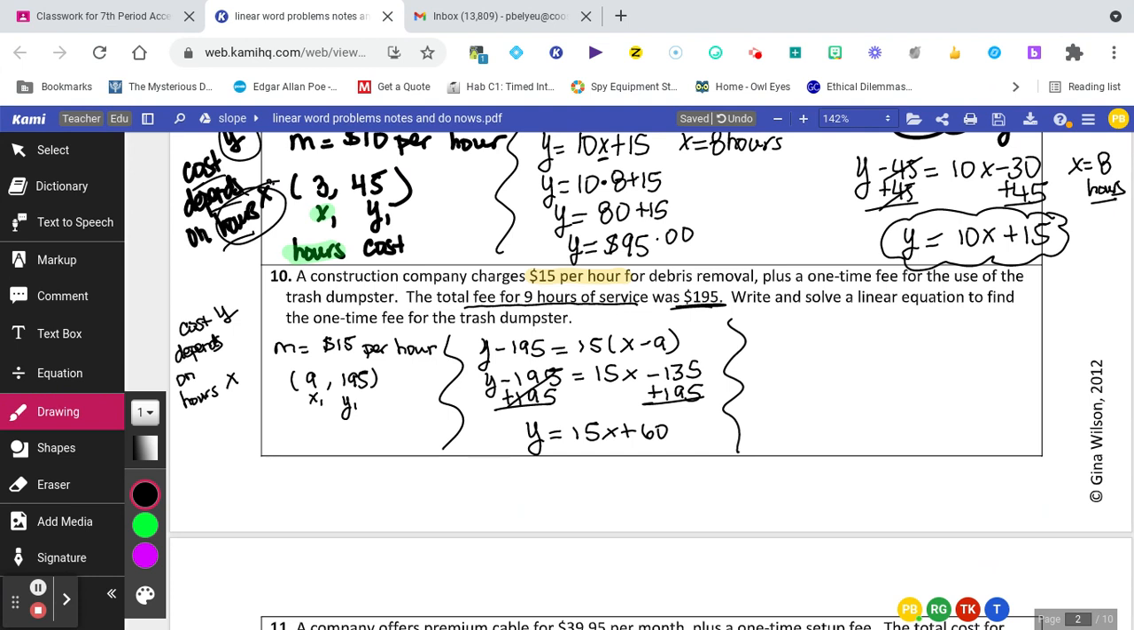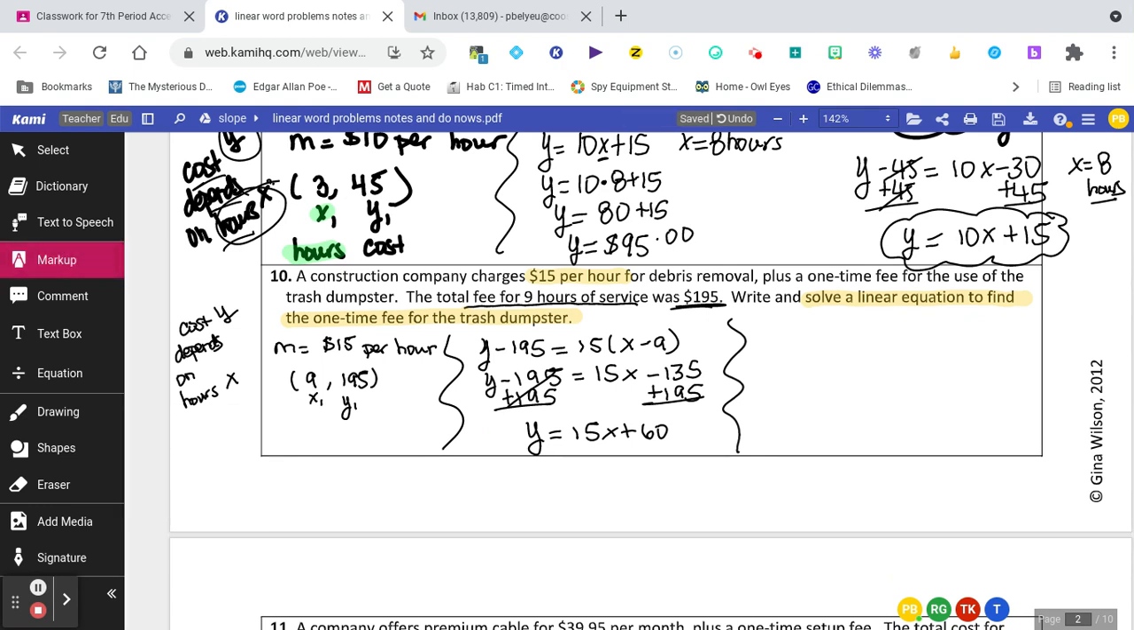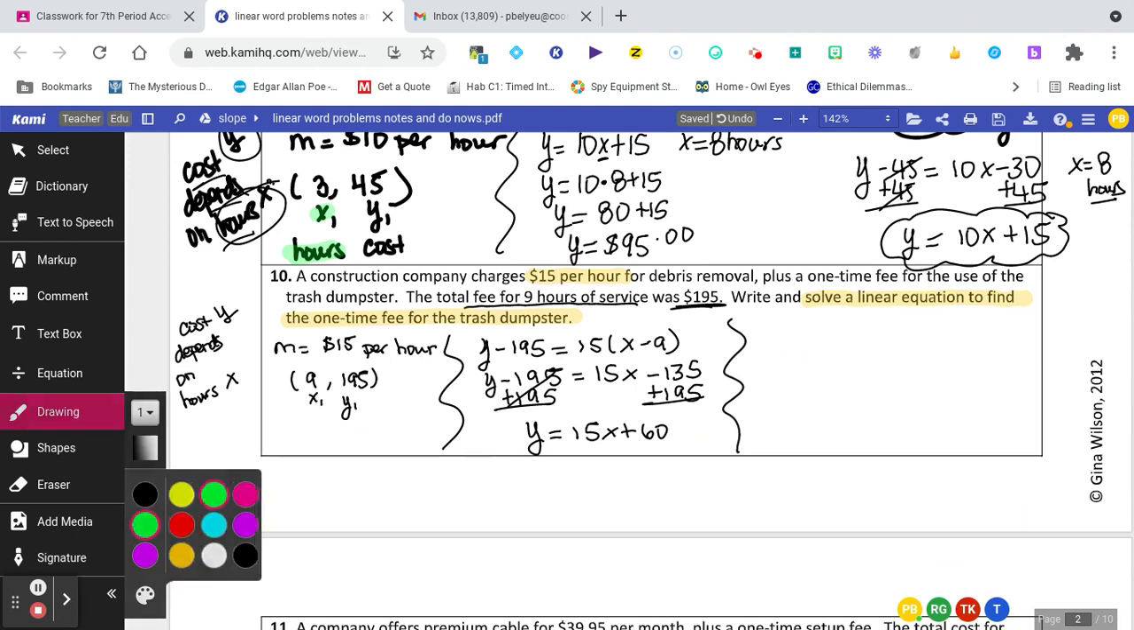Now the final question says, solve a linear equation to find the one-time fee for the trash dumpster. I already wrote the equation, so I didn't put this part again. But now I need to solve it to find the one-time fee for the trash dumpster. All right, that one-time fee is your y-intercept, guys. You don't really do any work. All you do is look at your y-intercept here. That one-time fee is $60.